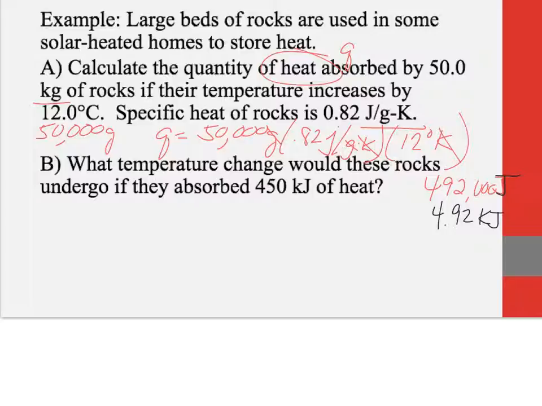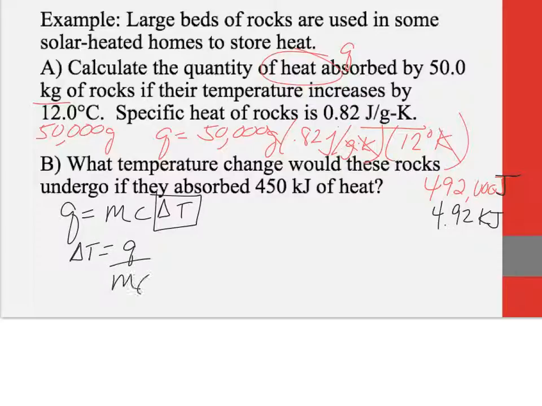What temperature change would these rocks undergo if they absorbed 450 kilojoules of heat? Now they're just asking you to find delta T. Looking at Q equals MC delta T, if I'm finding delta T, it is going to be equal to Q divided by MC. Again, in this case, since I do have the answer in kilojoules, I can use 4 point, oh no, sorry.